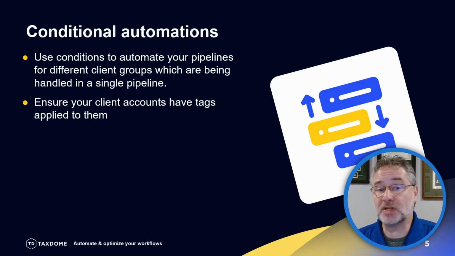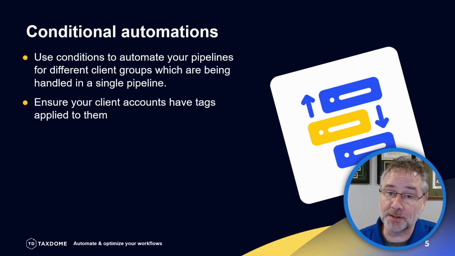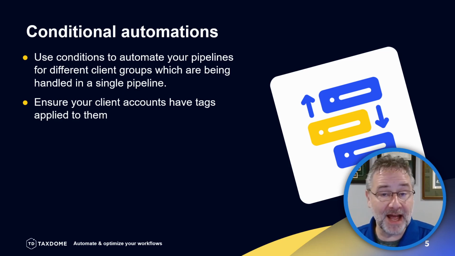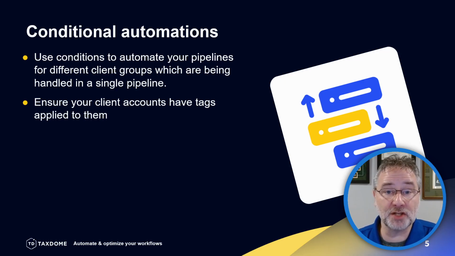You might want to use a single pipeline for both your individual and your corporate tax returns. Now, you can process both at once and make sure that the correct steps are done for each by making them conditional automations. If a client has an 1120 tag, for example, they'll trigger the automations needed for their returns. If the client has a 1040 tag instead, they can trigger the automations for the individual returns.